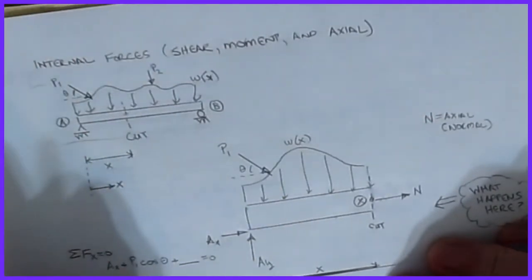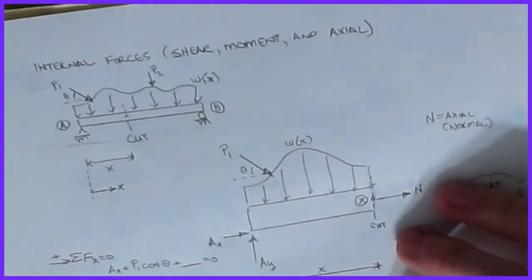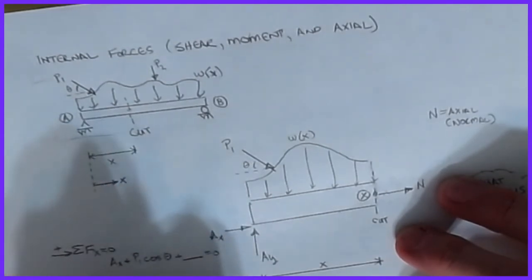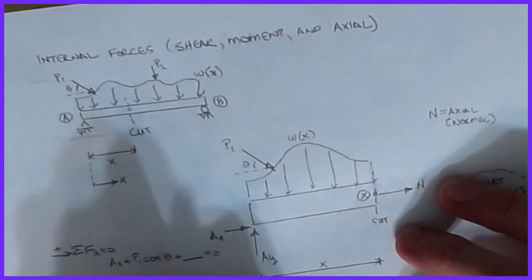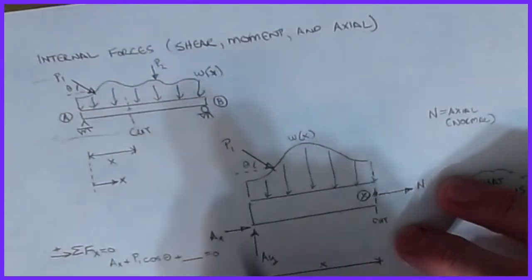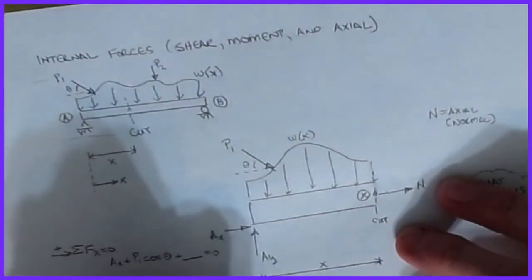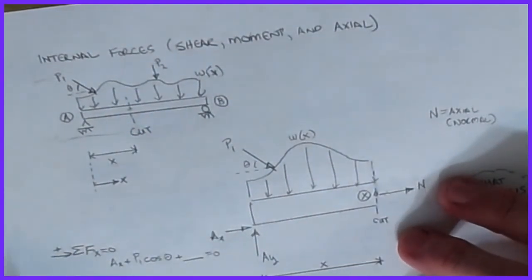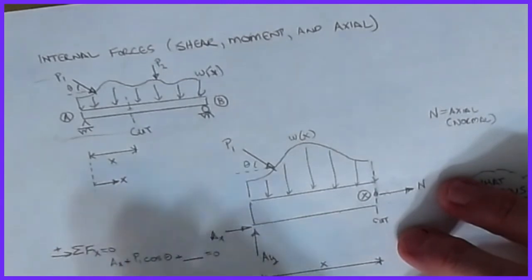Okay, and so we'll go up positive. We were to the right positive on this one. So my equation now is Ay minus P1 times the sine of theta, minus, we've got this weird distributed load, so we would just do the integral of w dx to find out whatever that load is as some general effect.